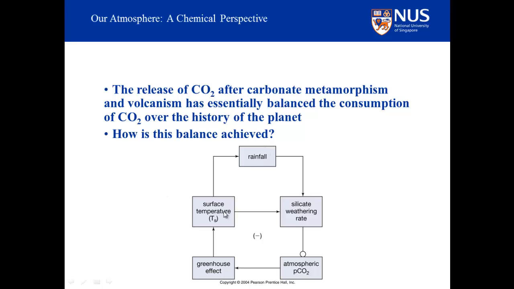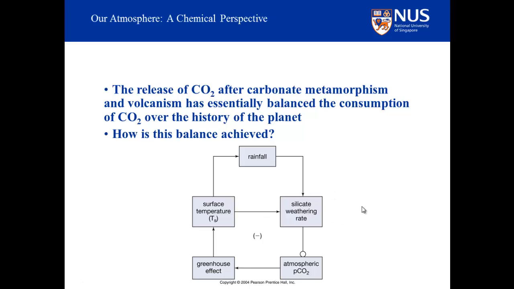So notice in this diagram, what I'm saying here is the surface temperature, there's a positive coupling here. Normal arrowheads indicate positive couplings, these circular arrowheads indicate negative couplings. So an increase in temperature increases the rate of silicate weathering. Increases in rainfall increase the rate of silicate weathering.